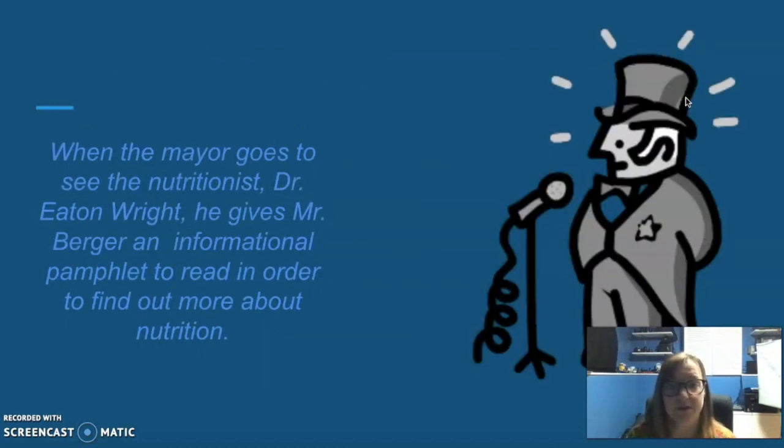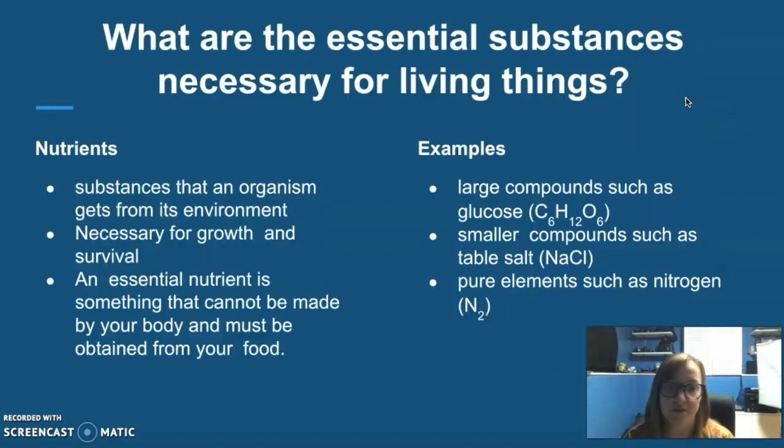So the mayor goes to see the nutritionist, Dr. Eaton Wright, and he gives Mr. Hamburger an informal pamphlet to read over to find out more about nutrition. So first of all, the essential substances that are necessary for humans we find in our environment. They're necessary for growth and survival.